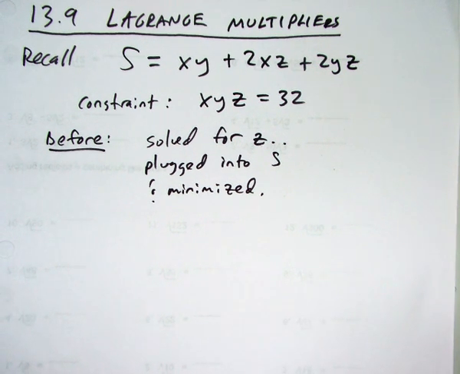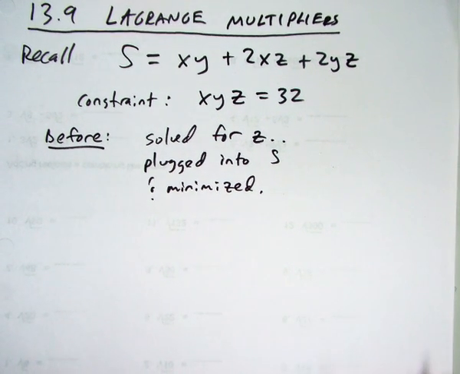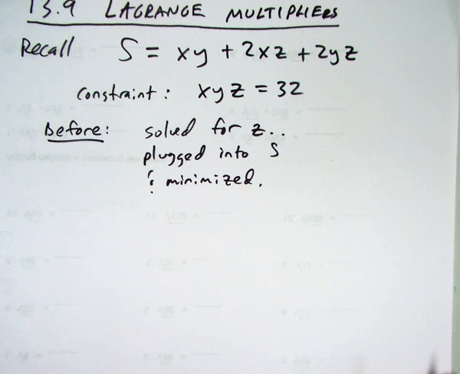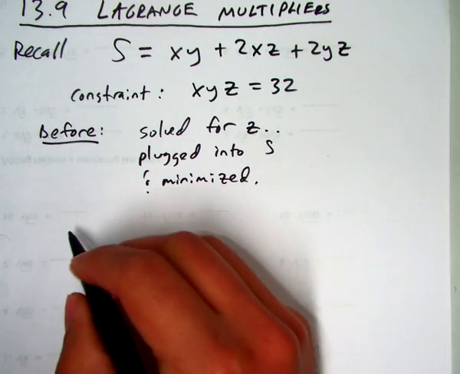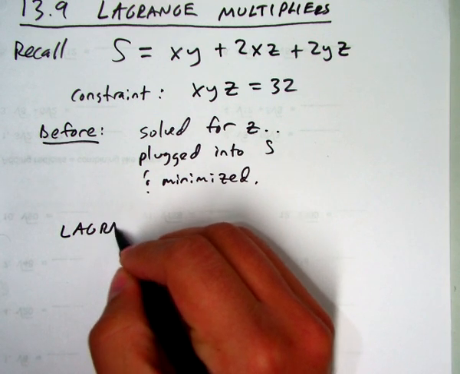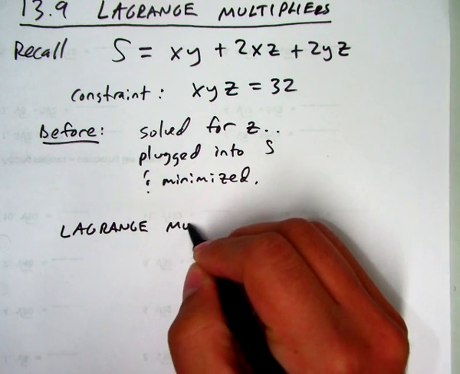Well, what if that doesn't work? Maybe you can't plug in z or isolate it easily or get just a function of two variables. Maybe it's a function of three variables, in which case finding the max and min actually is possible, but it's much more complicated than the stuff we've been doing. So what we're going to talk about is the method of Lagrange multipliers. Here's the idea.